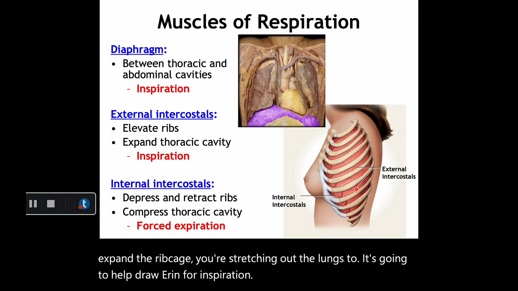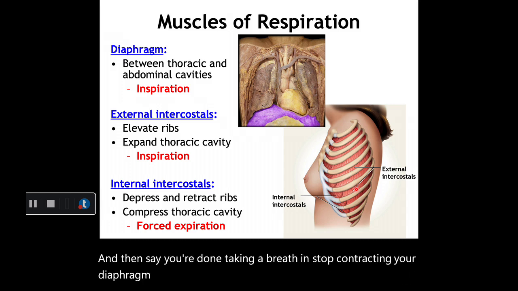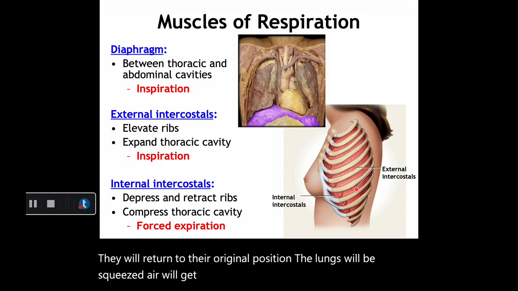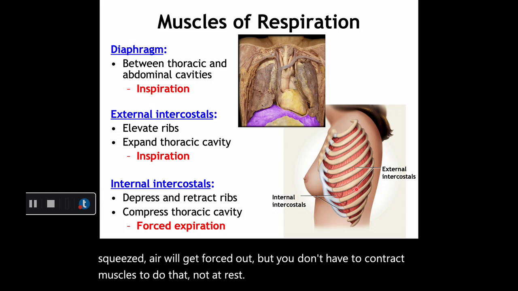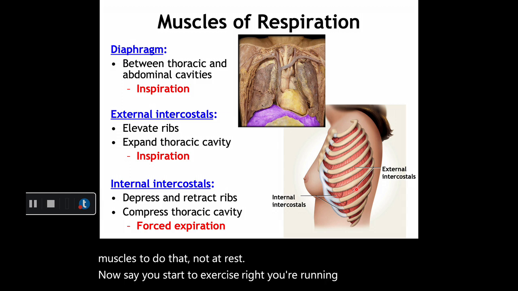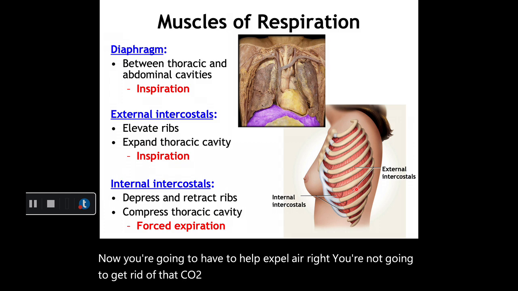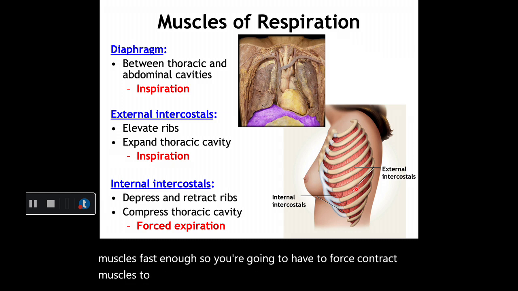Then say you're done taking a breath in. You stop contracting your diaphragm and external intercostals, and they return to their original position. The lungs will be squeezed, air will get forced out. But you don't have to contract muscles to do that, not at rest. Now say you start to exercise. You're running in place. Now you're going to have to help expel air. You're not going to be able to get rid of the CO2 that's building up as a result of working muscles fast enough, so you're going to have to contract muscles to forcibly squeeze your lungs.